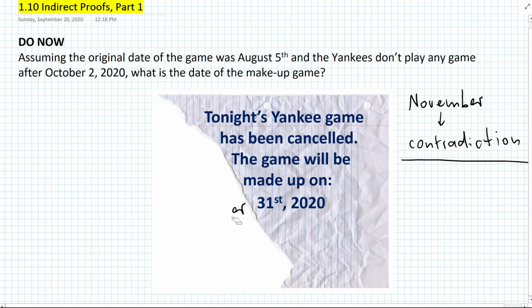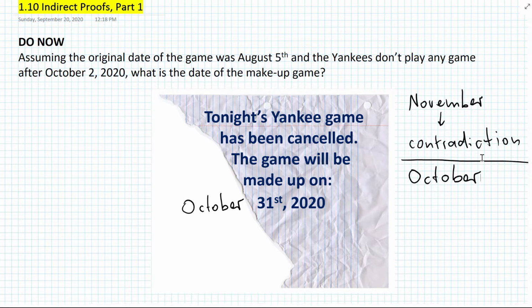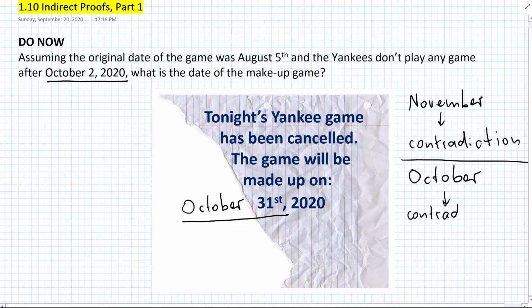So let's continue further now. Let's assume that this could be October. Okay, so let me write this here. So this is our assumption now, October. So October does have 31 days. But what's wrong with that? Well, according to the do now, it says that Yankees don't play any game after October 2nd. So the fact that here we have October 2nd and here we have October 31st, that is also a contradiction. So let me write this, contradiction.